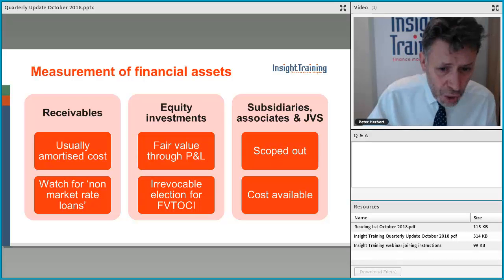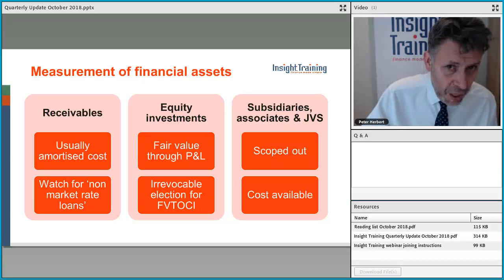Very important scope out, though, from that point I just made, is that investments in shares in subsidiaries and associates and joint ventures are totally scoped out of IFRS 9, and they can always be accounted for at cost should the preparer of the accounts so desire.